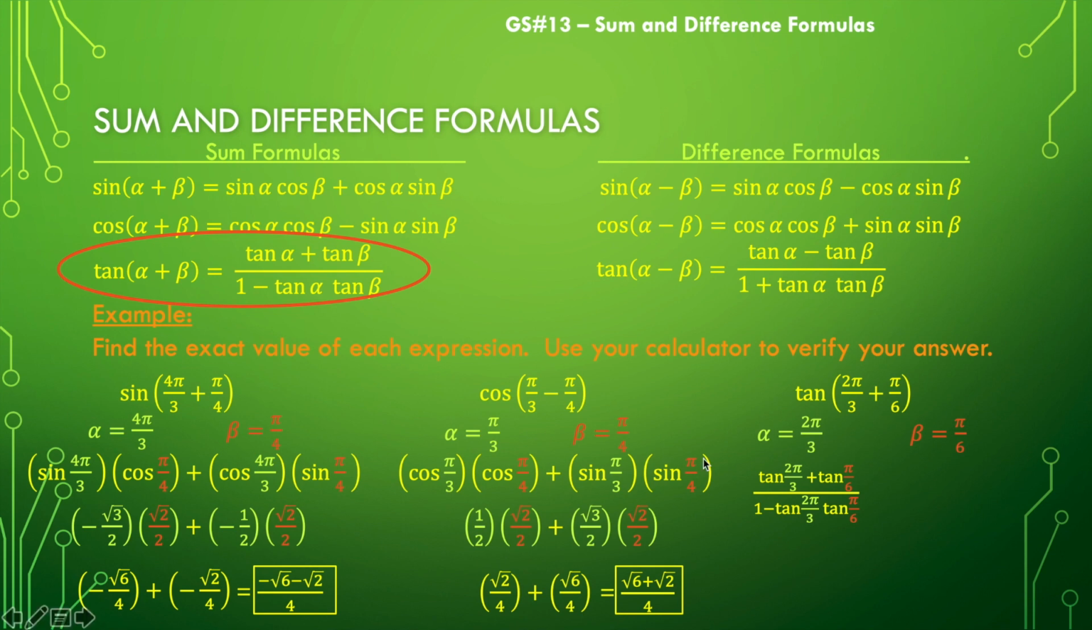Okay, so now we can replace both of the tangent of 2 pi over 3 with negative rad 3, and both of the tangent of pi over 6 with square root of 3 over 3.